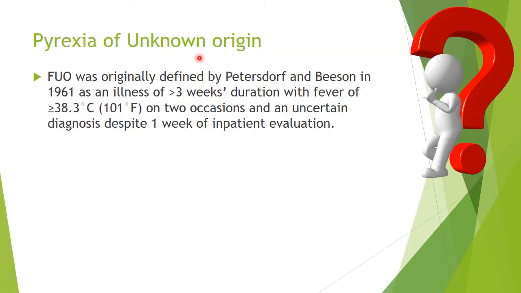So what is pyrexia of unknown origin, or fever of unknown origin? This was originally defined by Petersdorf and Beeson in 1961 as an illness of more than 3 weeks duration with fever of more than 38.3 degrees Celsius or 101 degrees Fahrenheit on 2 occasions, and an uncertain diagnosis despite 1 week of inpatient evaluation.